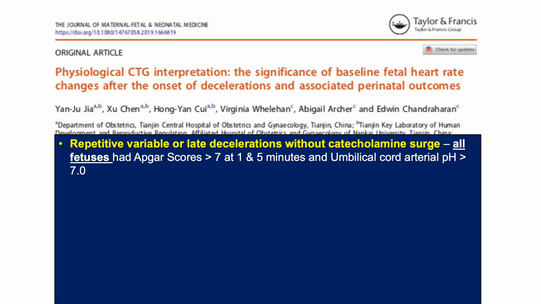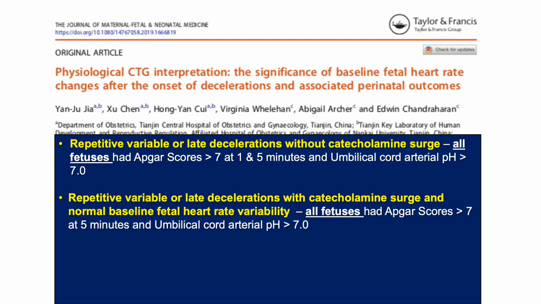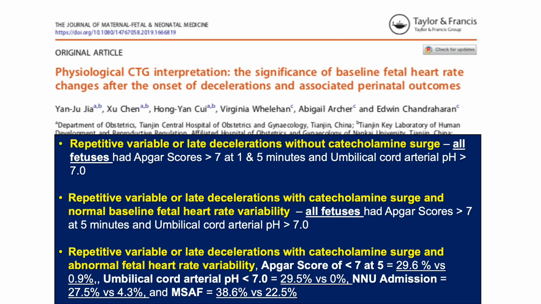Now we were able to show that if you have repetitive or late decelerations, if the baseline variability was normal, none of the fetuses had acidosis. Even if there's a catecholamine surge where the baseline heart rate has gone up, as long as the baseline variability remained normal, there was no evidence of acidosis. It is only when the baseline variability was reduced that approximately 30% of fetuses developed evidence of metabolic acidosis in the umbilical cord at the time of birth.